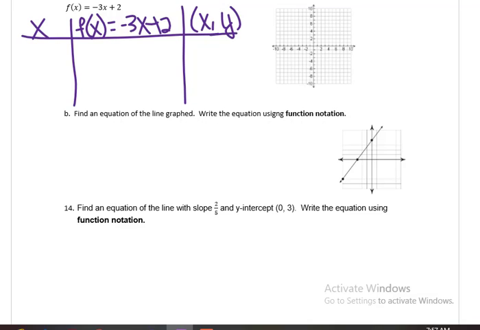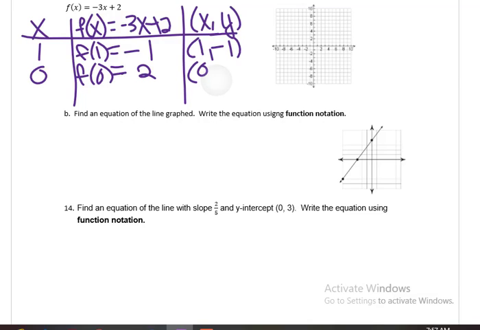So if x was equal to 1, f of 1, putting 1 into the function, would be -3x plus 2, which is a minus 1. So we get the point 1, negative 1. When x is 0, f of 0 is 2, and we get the ordered pair 0, 2. And let's do negative 1. When x is a negative 1, f of negative 1 ends up being 3 plus 2 or 5, and we get the ordered pair negative 1, 5.